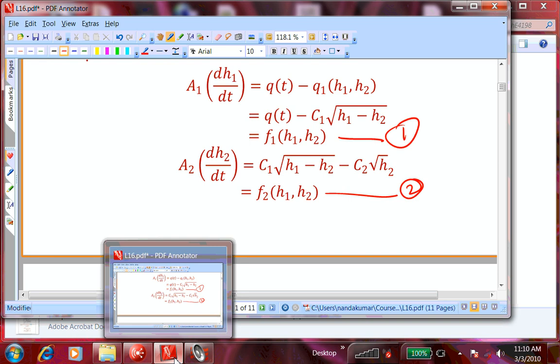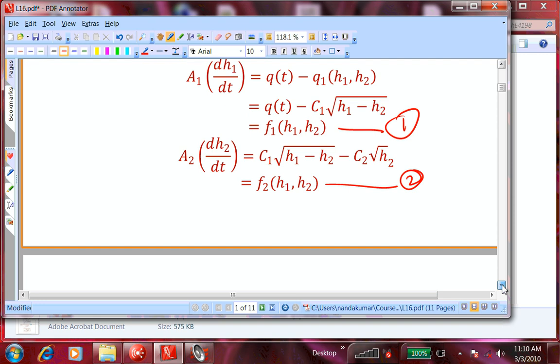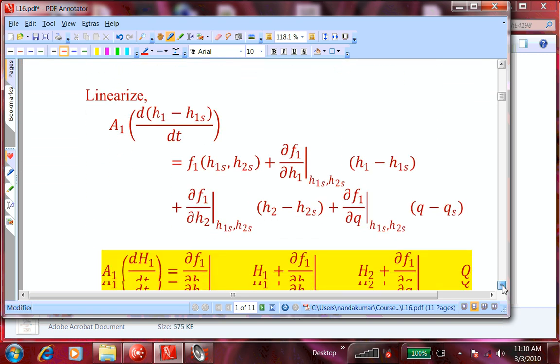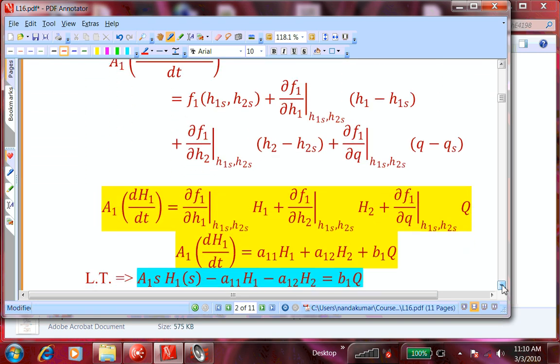So again, I'm going to switch to this board, because now I've solved the steady state part. I'm doing the linearization. That means I'm going to have to take the derivative of F1 with respect to H1 and then evaluate them at those steady state values. Then I have to do F1 with respect to H2 and evaluate them at the steady state. Do the same thing for F2. Okay? And I call these coefficients A11, A12. So A11 is nothing but the partial derivative of F1 with respect to H1 evaluated at the steady state.